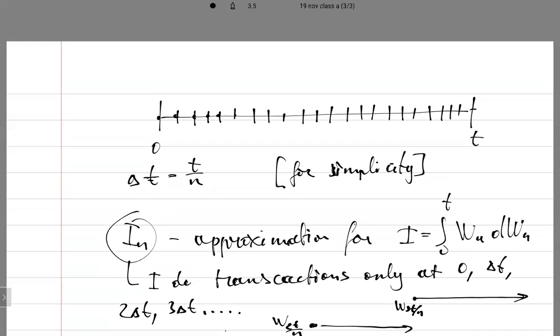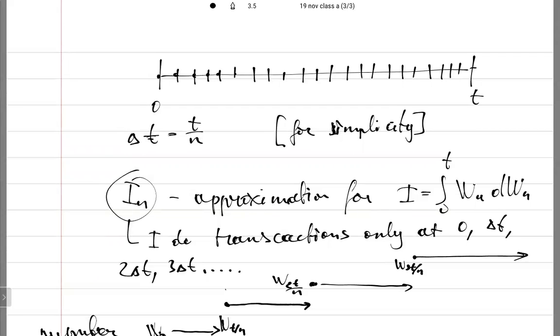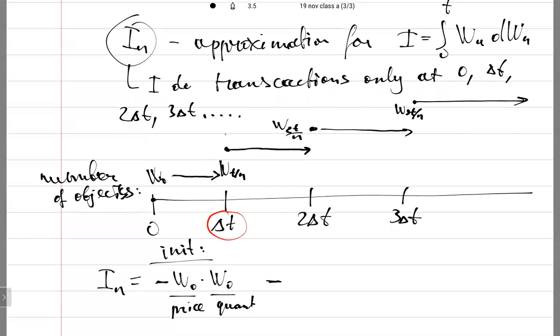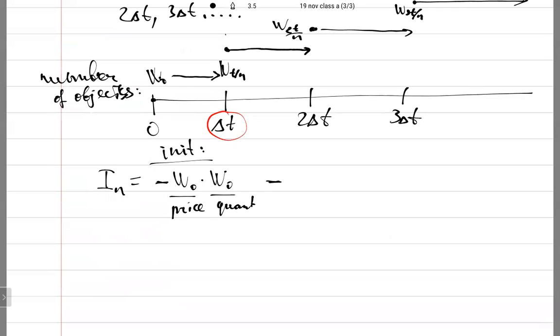The price, what are we doing, what is our goal? The price is W_T over N, no? Yeah. Our goal, remember, is to calculate this stochastic integral. So this is the price: W_T over N.